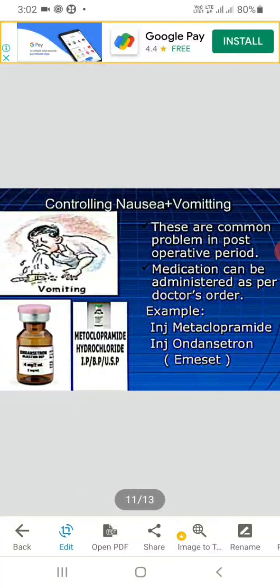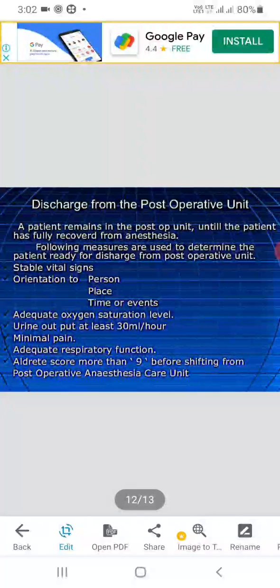Then controlling nausea and vomiting. These are common problems in the postoperative period. Medication can be administered as per doctor's order, for example metoclopramide injection or ondansetron. Then discharge from the postoperative unit. A patient remains in the postoperative unit until fully recovered from anesthesia. The following measures should also be used to determine whether the patient is ready for discharge from the postoperative unit.